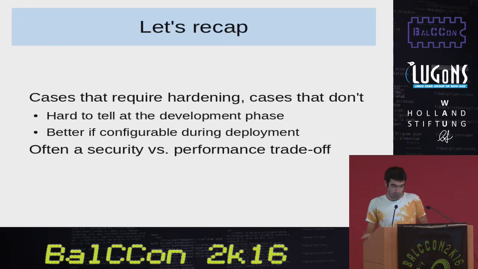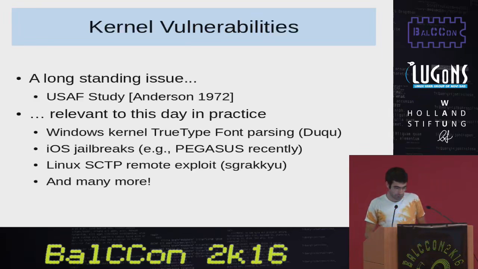All right. So let's go back to the kernel vulnerabilities and have a little bit of introduction around it. It's actually a long-standing issue. I think the best report around it is the 1972 report from the US Air Force. It's also known as the Anderson report. In particular, it contains an appendix which has a list of classes of vulnerabilities which are still relevant to this day, things like kernel info leaks, for instance.